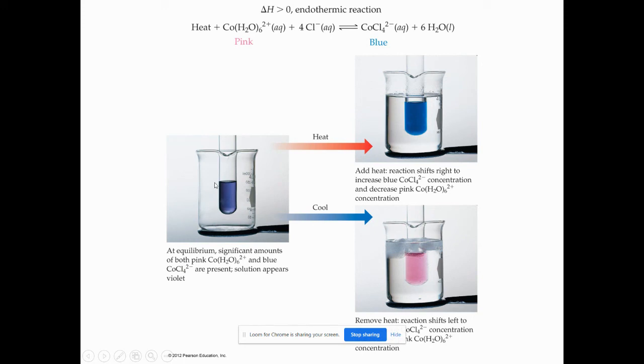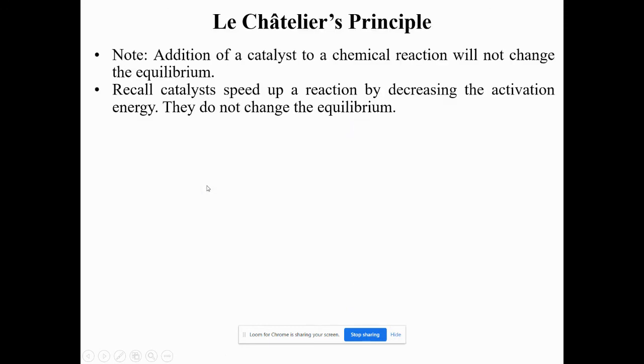Now, we cool it down. We stick it in ice water. You're taking heat away. Again, remember, this is your fulcrum, your balance. What's going to happen? This side's going to go up, this side's going to go down, if you're looking at a scale. To go back to equilibrium, you need to transfer products to reactants. Again, I hope I explained all of that properly, or understandably, I should say.